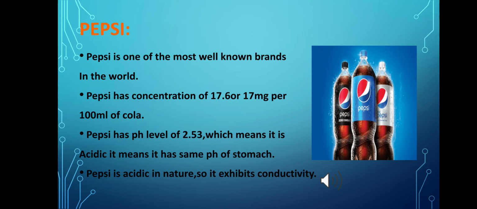Pepsi is one of the most well-known brands in the world. Pepsi has a concentration of 7.6 or 17 mg per 100 ml of cola. Pepsi has a pH level of 2.53, which means it is acidic. It means it has about the same pH as the stomach. Pepsi is acidic in nature, so it exhibits conductivity.